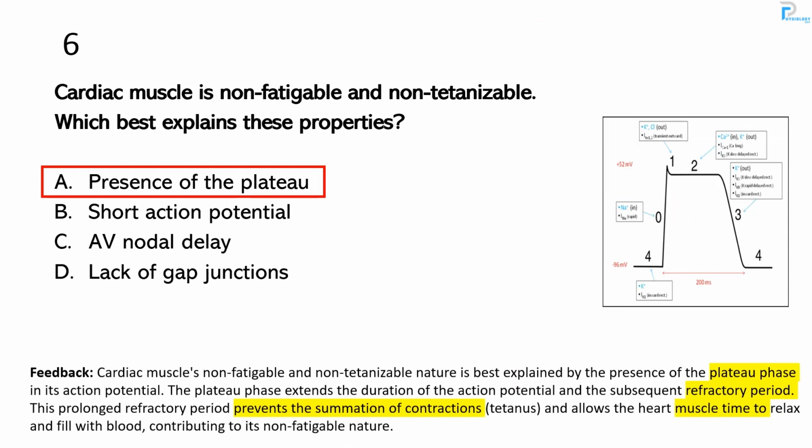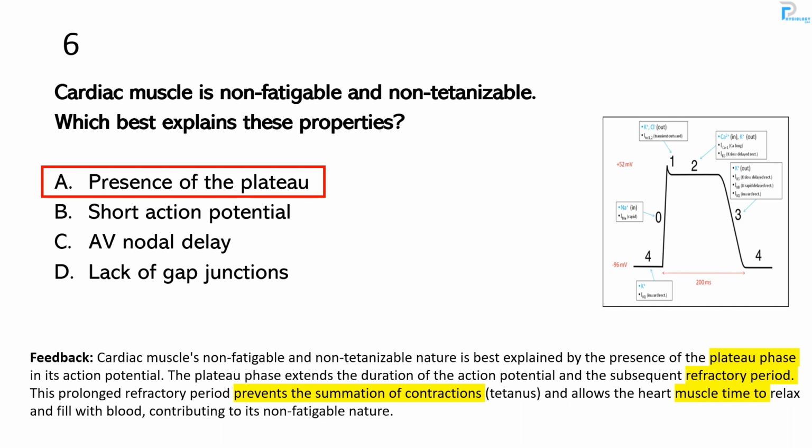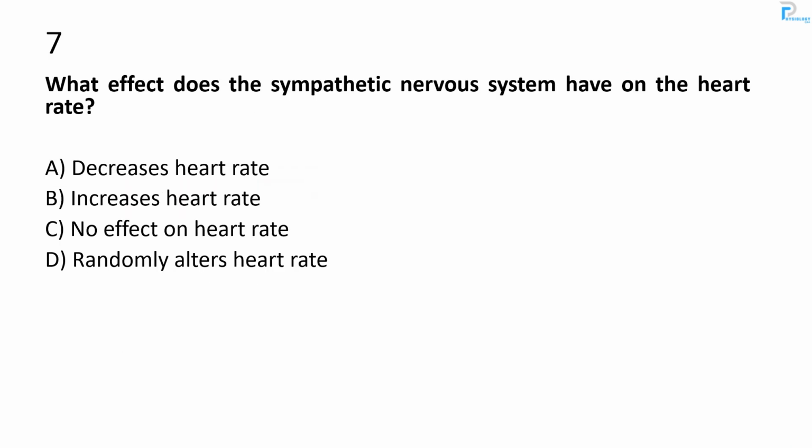All right. What effect does the sympathetic nervous system have on the heart rate? So for sympathetic, we know sympathetic is for fight and flight, and sympathetic activates the heart, increases heart rate, increases contractility, increases conduction in the conductive system. So if we look at the options here, we see that option B is the correct option. So sympathetic increases heart rate.